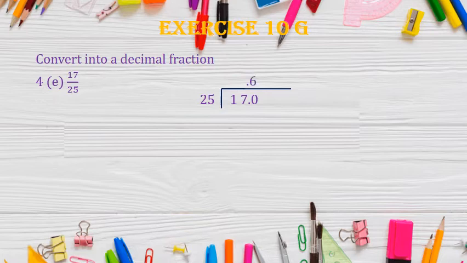So 25 6s are 150, and in the quotient we will write 6 after the decimal point. So now subtract 150 from 170, and we get 20 as remainder, and we will add 0 to 20, so it becomes 200. 200 divided by 25. So 25 8s are 200. In the quotient we will write 8 after 6, and then 200 minus 200 is equal to 0. So remainder becomes 0, and our quotient is 0.68. Therefore we can say that 17 upon 25 is equal to 0.68.